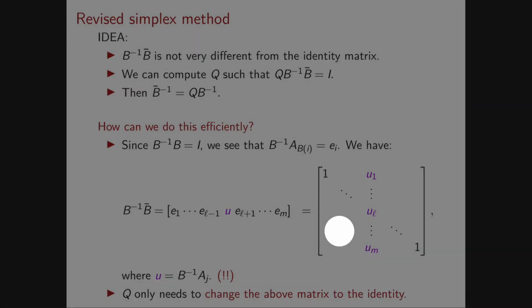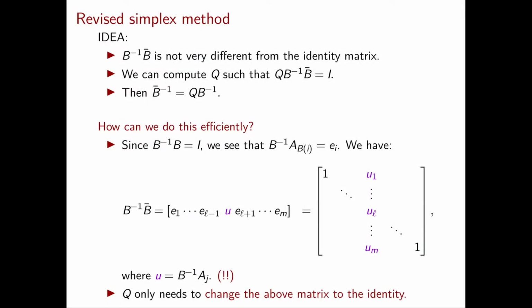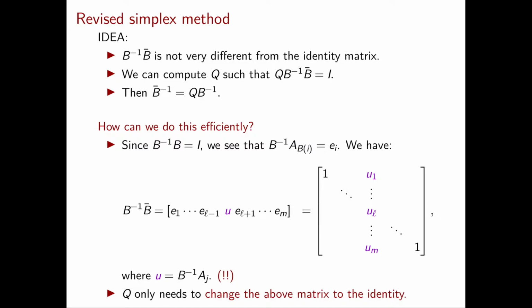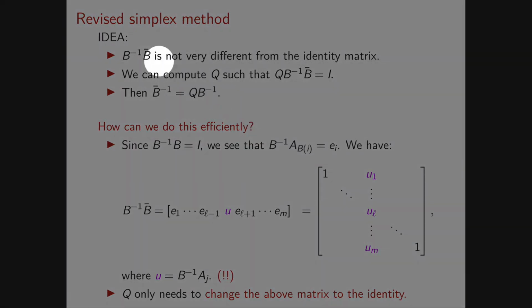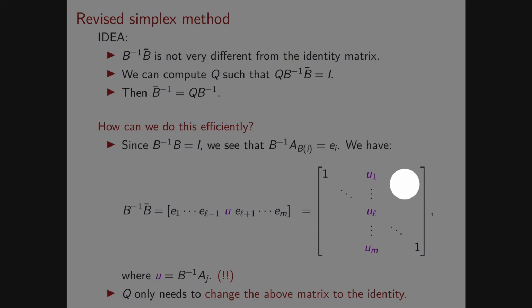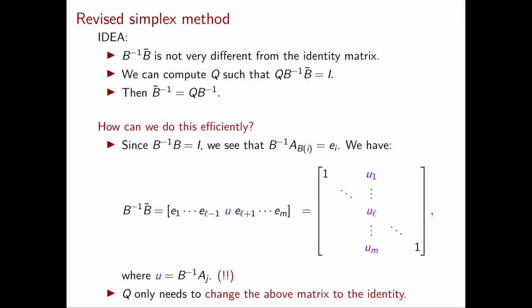So here on the right we can visualize this matrix. As you can see, it is the identity matrix, but where the Lth column is this vector u, with components u1 until um. So we've now understood exactly how the product B inverse B bar is not very different from the identity matrix. The next thing we want to do is compute a matrix Q such that if we multiply this matrix B inverse B bar on the left by Q, we obtain exactly the identity matrix.